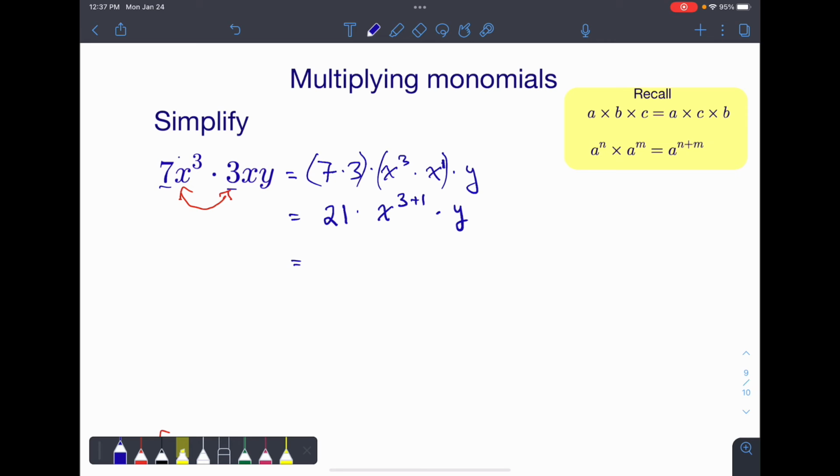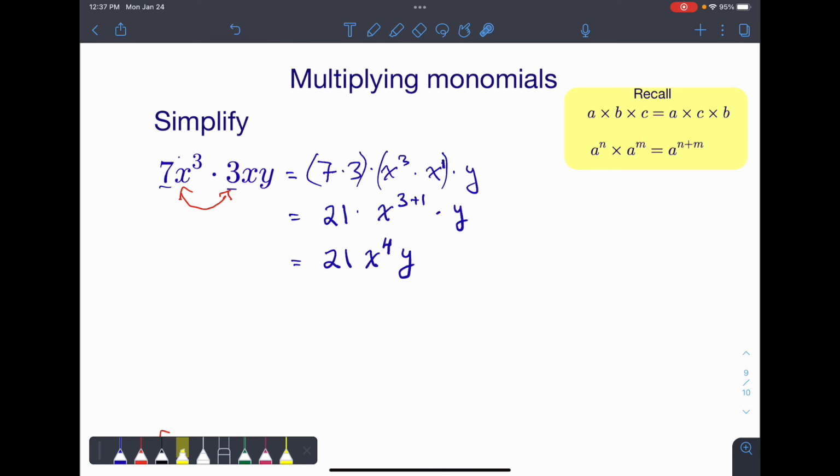Okay, so let's just write this a little more compactly. We have 21 times, I don't need to write the dot, I could just write x. And instead of 3 plus 1, I can actually do that addition and get 4. And I still have that y here kicking about.